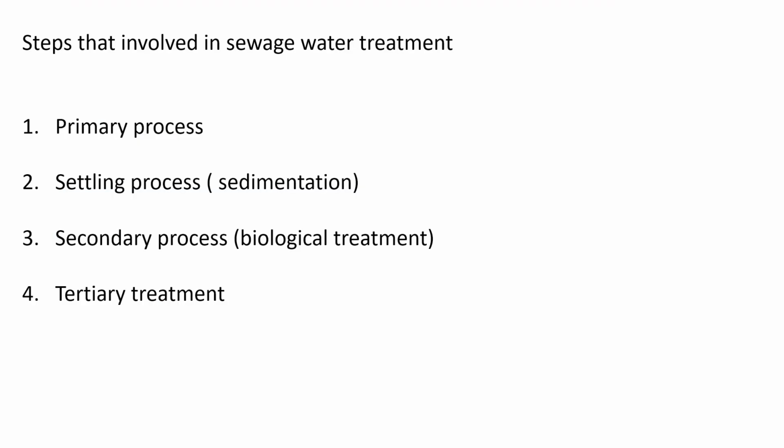Now we can see the main steps involved in sewage water treatment. There are four main steps. The first one is the primary process, also known as preliminary process or preliminary treatment. Second step is the settling process or sedimentation. Third one is the secondary process or biological treatment. And the last stage is tertiary treatment. So sewage water treatment includes four main steps: primary or preliminary process, settling or sedimentation, secondary process or biological treatment, and finally tertiary treatment.